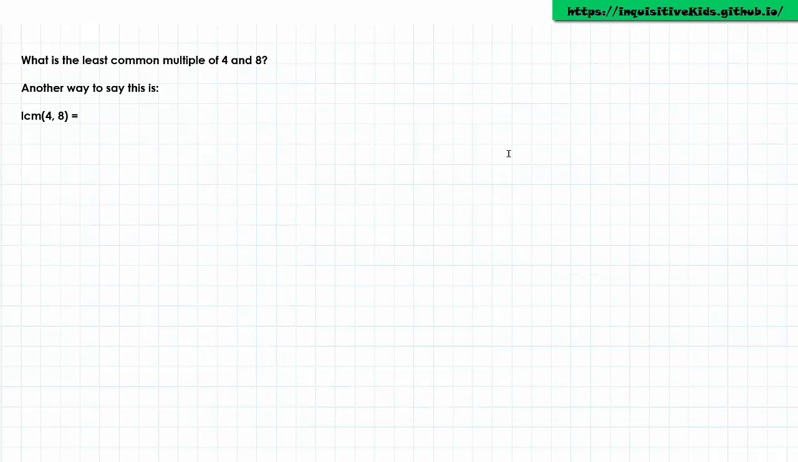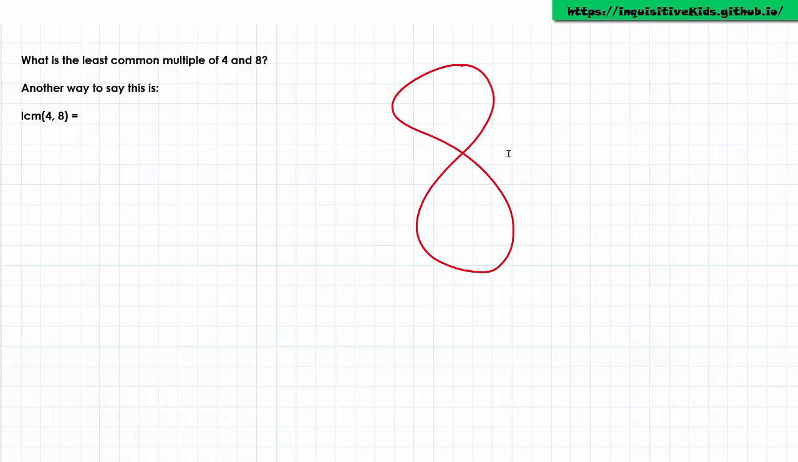What is the least common multiple of 4 and 8? Another way to show this is LCM in parentheses 4 and 8 equals what? Well, 8 is already a multiple of 4, and 8 is also a multiple of itself. The least common multiple of 4 and 8 is 8.